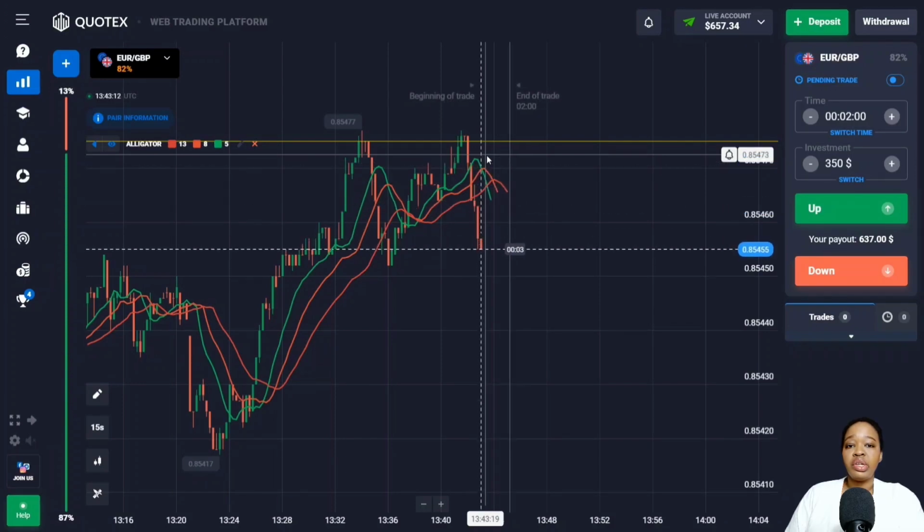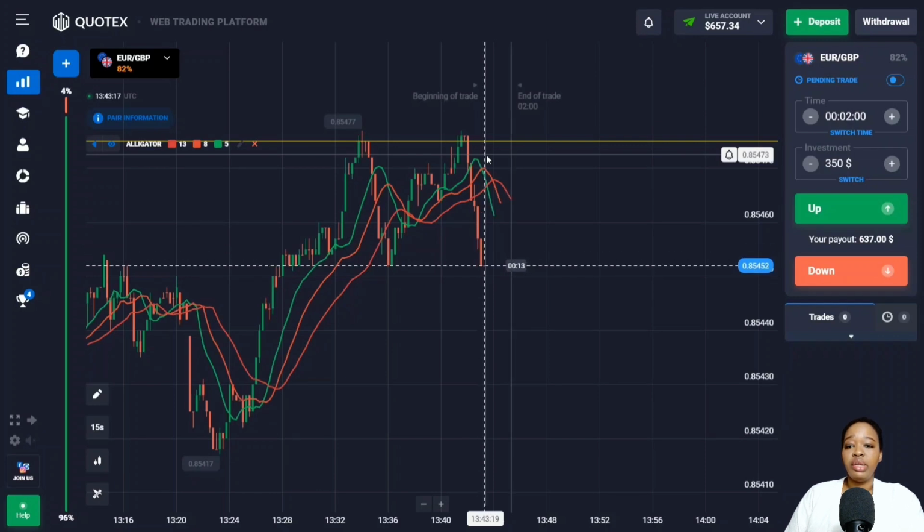So I've decided to open the next trade in the same currency pair after a while. You can see that the price pulled back from the level and is moving down here. You can see that there is a current intersection of the moving averages.